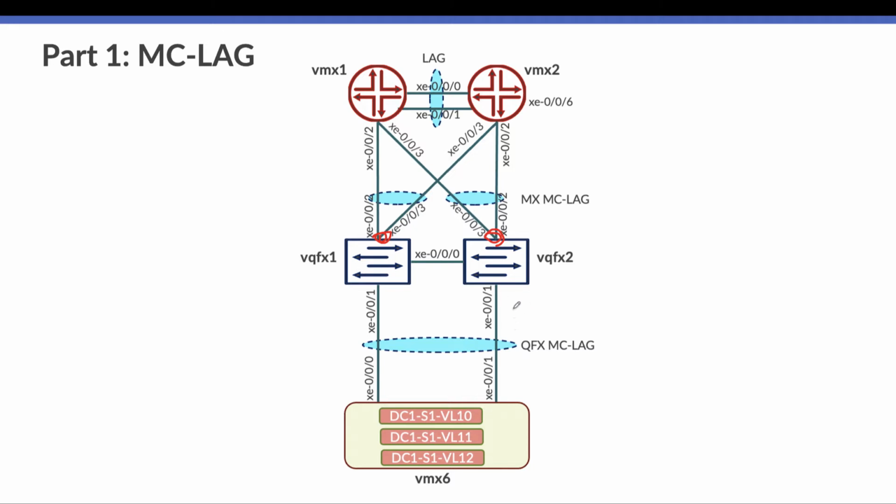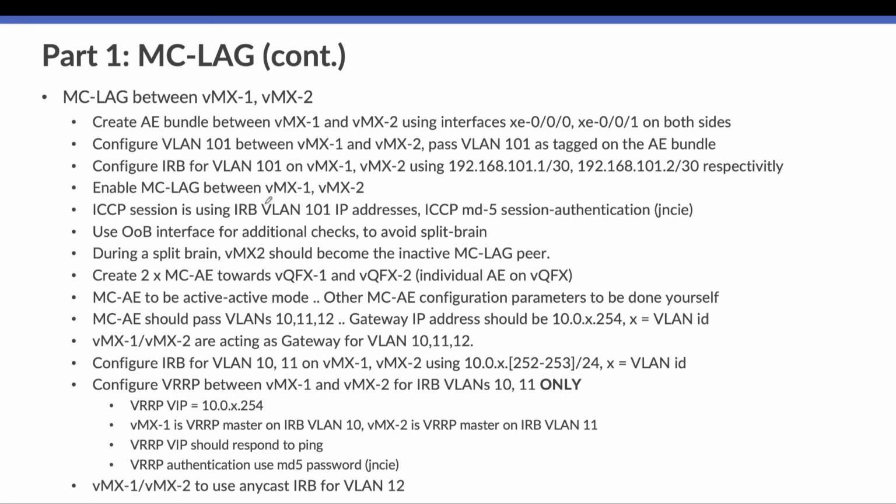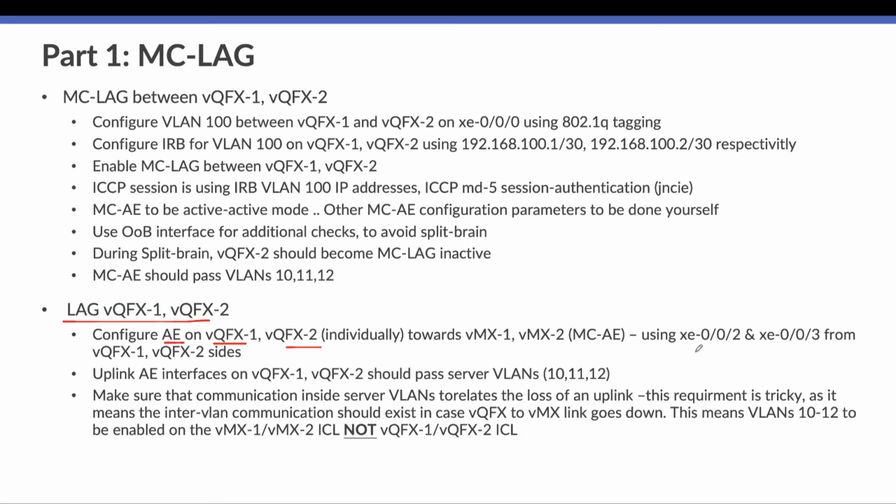If you remember, we used aggregate Ethernet 1 here, so I'll use AE0 here, and AE0 here. This AE0 is connected to MX1, MX2, and this AE0 is connected to MX1, MX2. Both of them are using the XE002 and XE003 interfaces. Okay. So by using XE002 and XE003 from the QFX side, the uplink AE interface on QFX1 and QFX2 should pass VLANs 10, 11, and 12. So while configuring this AE interface, it should be done in trunk mode, and this trunk should pass 10, 11, and 12.